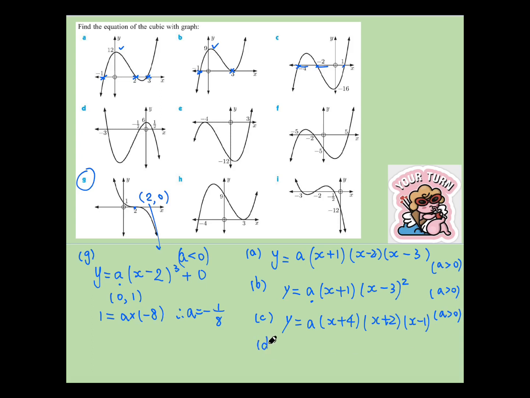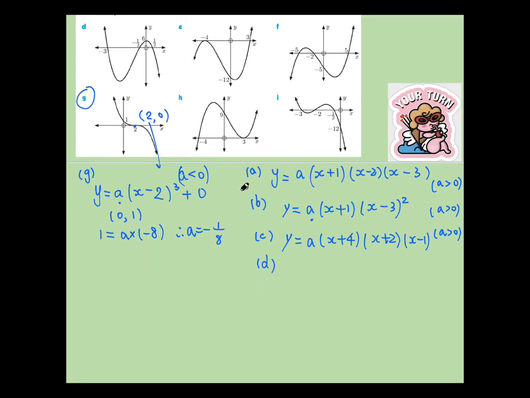Then for D, the graph is climbing down a hill. There are 3 x-intercepts. Then we are going to use the factorized form as well: a times (x plus 3) times (x plus a half) times (x minus a half). And a is a negative value. It will be determined by the y-intercept 6.